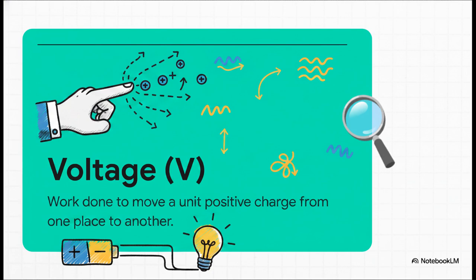Okay, let's dive into this first variable, voltage, represented by the letter V. As the notes perfectly define it, electrical potential, or voltage, is the amount of work to be done to move a unit positive charge from one place to another. Basically, think of voltage as the push behind the electricity. It's the potential energy, the effort required to get things moving through a wire. Without this push, absolutely nothing happens. The charges just sit there. Voltage is that invisible pressure that's eager to do the work.